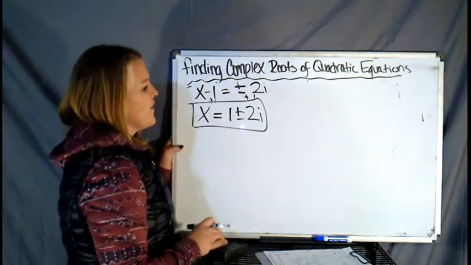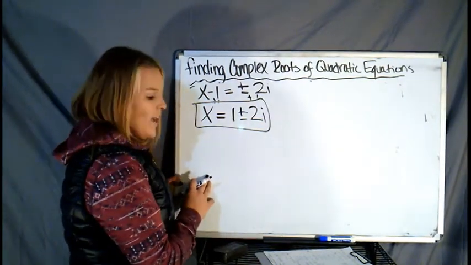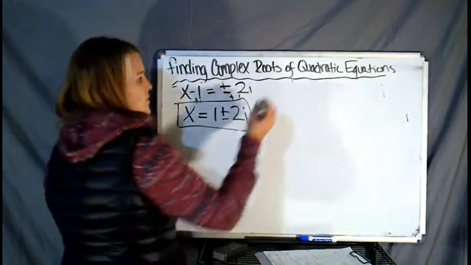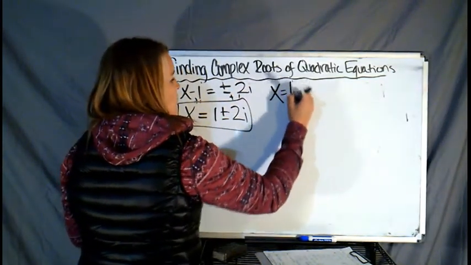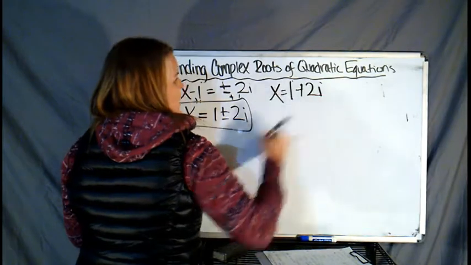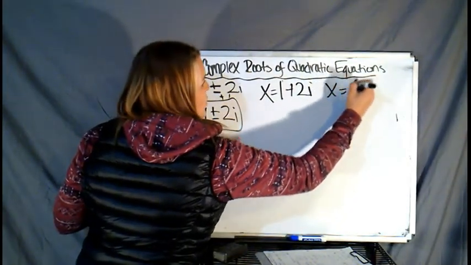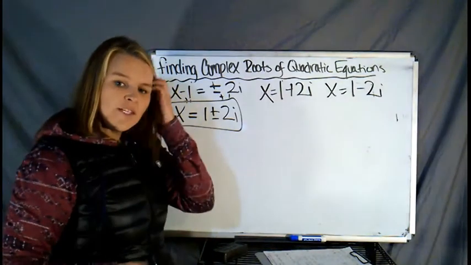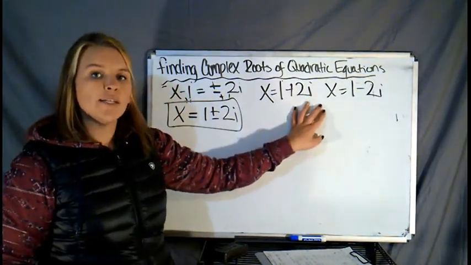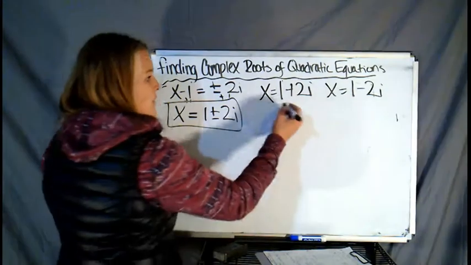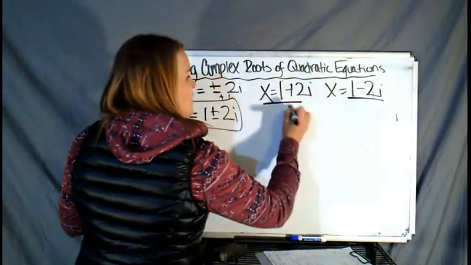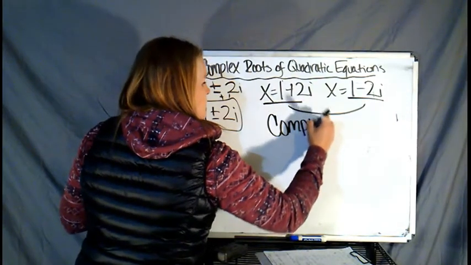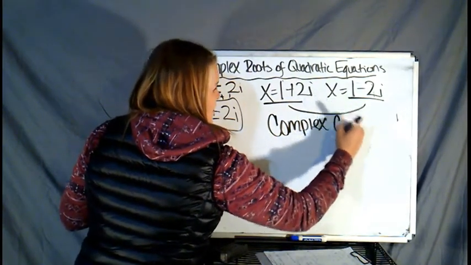And now notice when we have this, our 1 plus or minus 2i, that's going to give us 2 roots. What are those 2 roots? That's going to give us x equals 1 plus 2i and x equals 1 minus 2i. These 2 numbers are called complex conjugates. This and this are called complex conjugates.